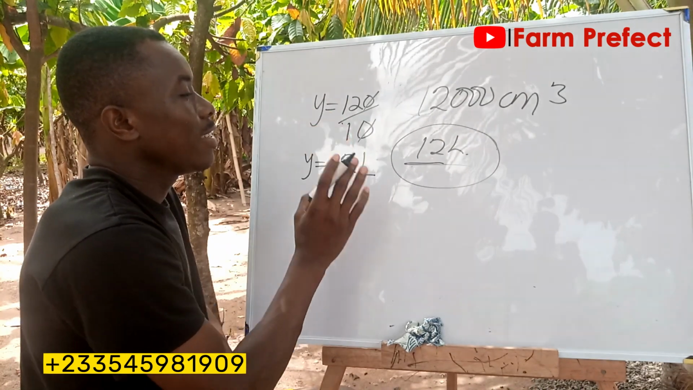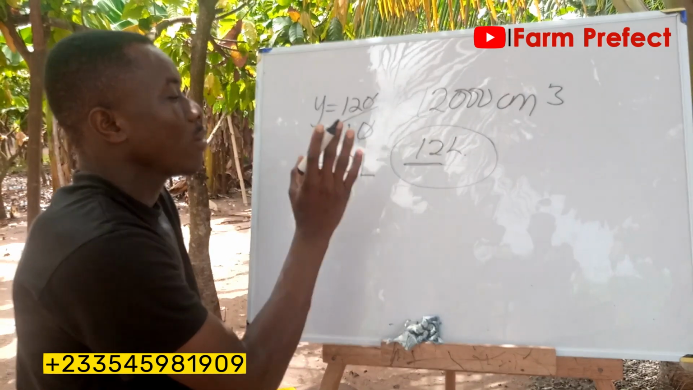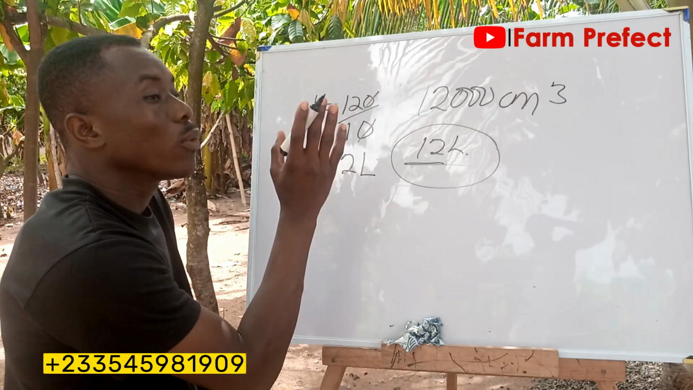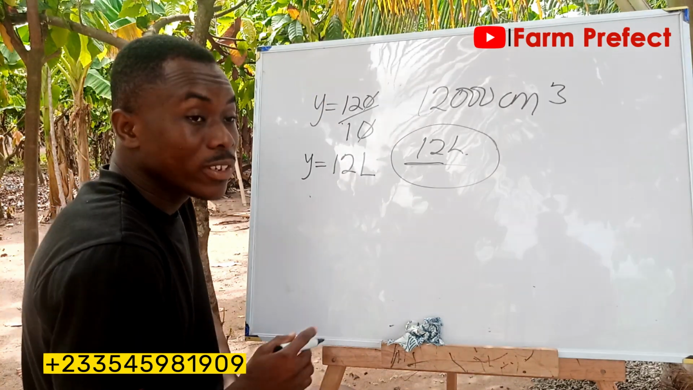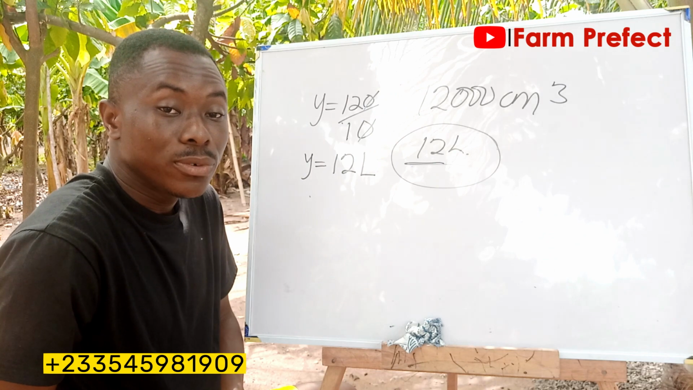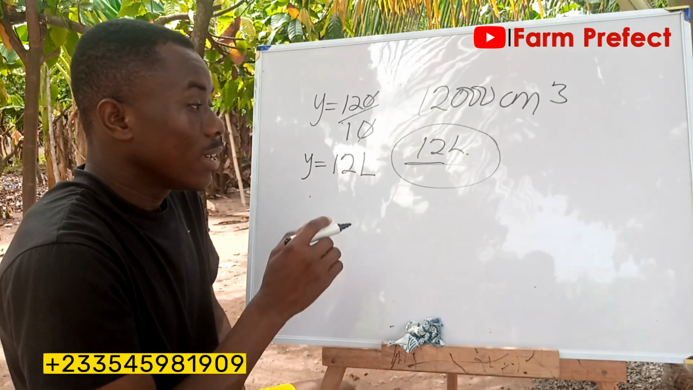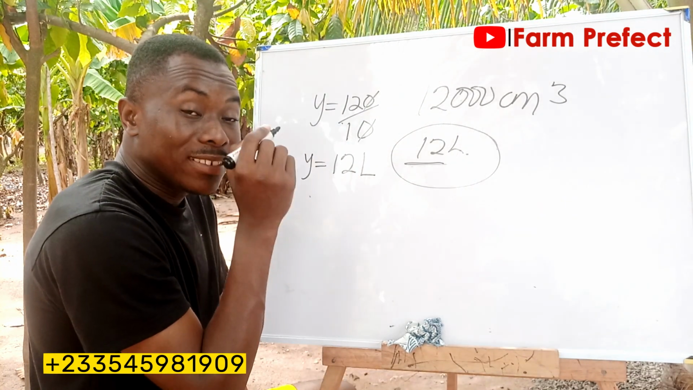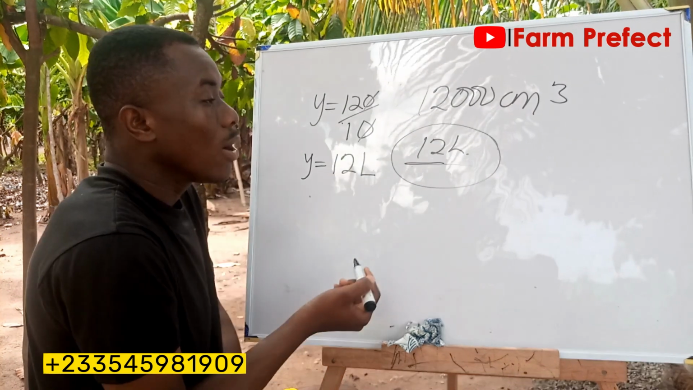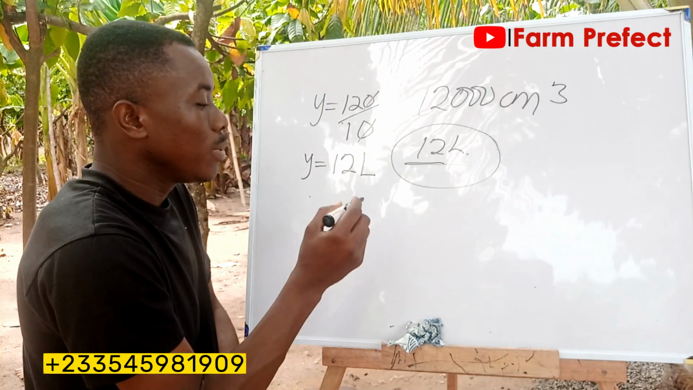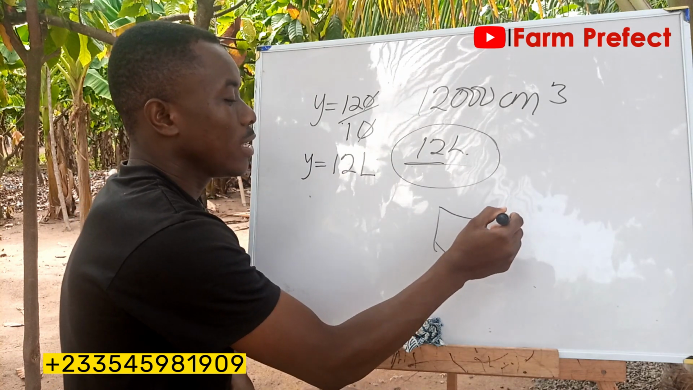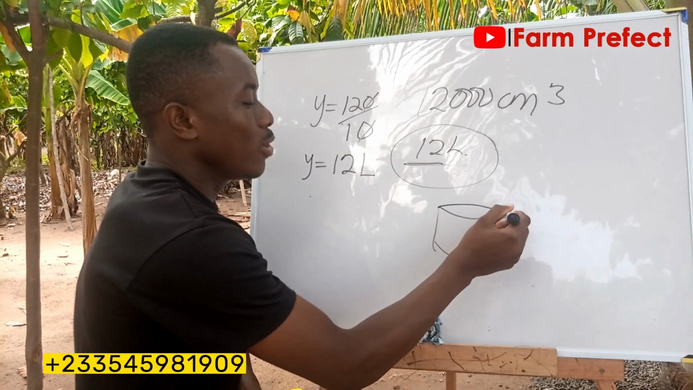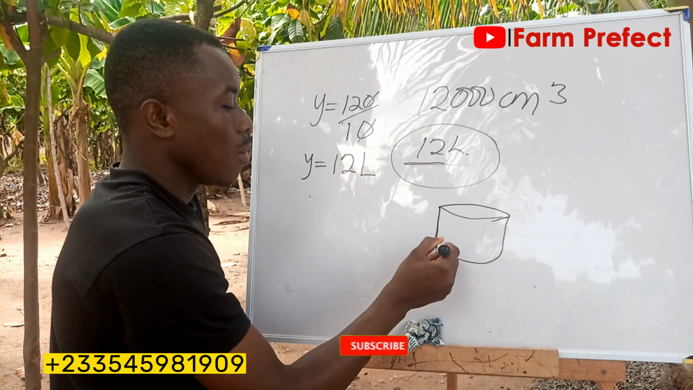So this is basically how you can determine the volume of water that you should fill your rectangular pond with. In our next video, we will be looking at how to do the cylindrical pond, how to determine the volume of a cylindrical pond.